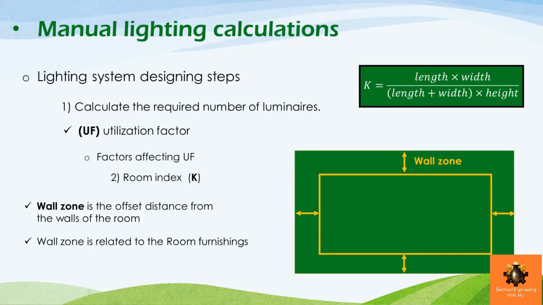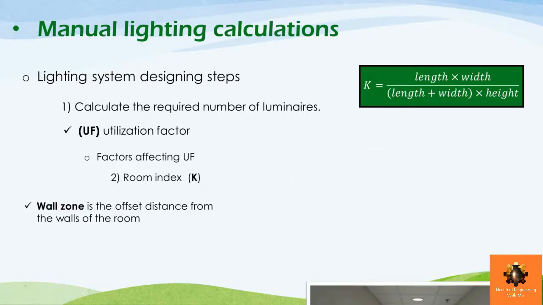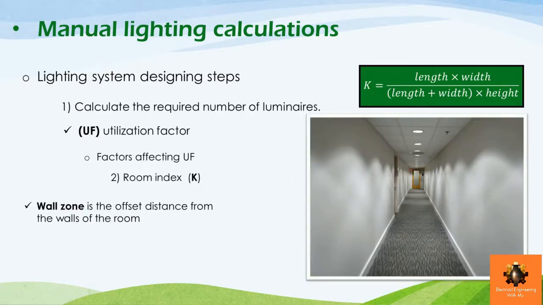And as we said, the wall zone is related to the wall furnishing or the furniture position inside the room. This is because the room furniture lies further from the room walls. For example, for the corridor lighting system design, the wall zone will equal 0. This is because there is no furniture in the corridor, so there is no offset distance.